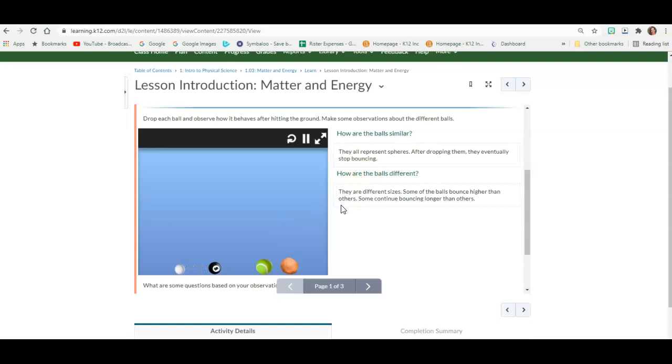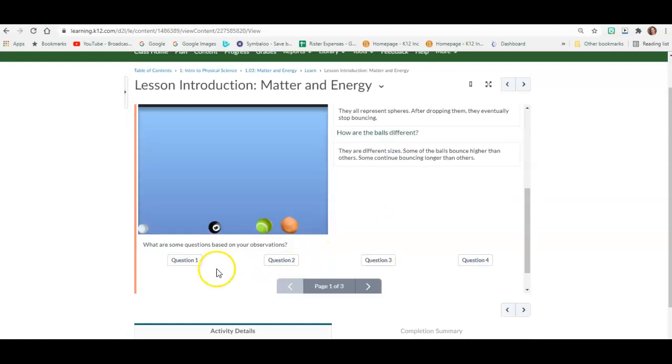So how are they different? We can see that they're different sizes, different colors, some bounced higher. So we'll continue talking about that as we go. But what are some questions that you might think of based on what we're looking at? One thing might be, what are they made out of? What makes some bouncier than others?